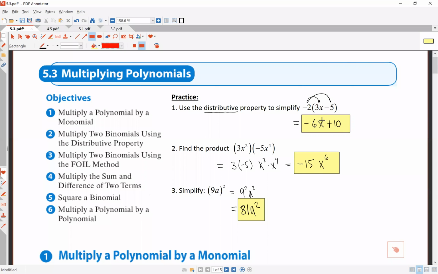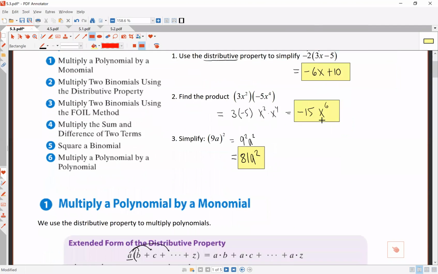This video covers section 5.3, Multiplying Polynomials. Objective 4, multiply the sum and difference of two terms.